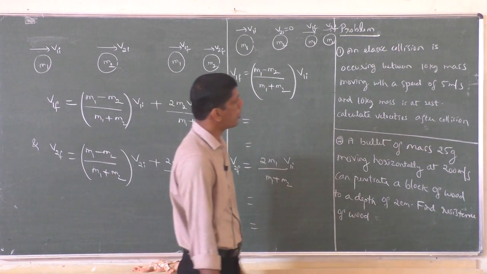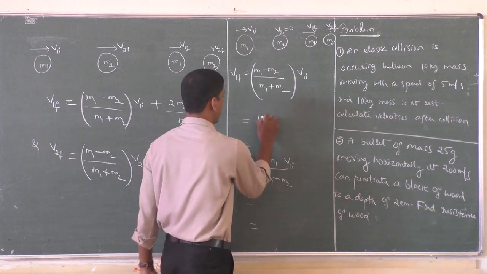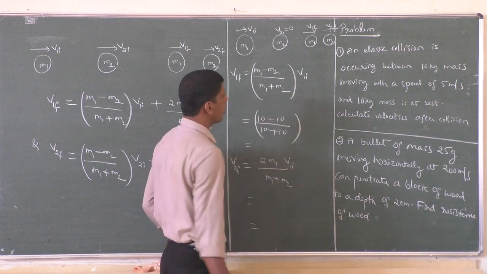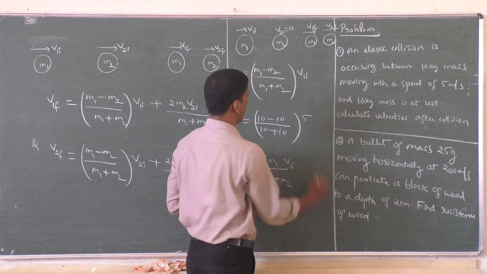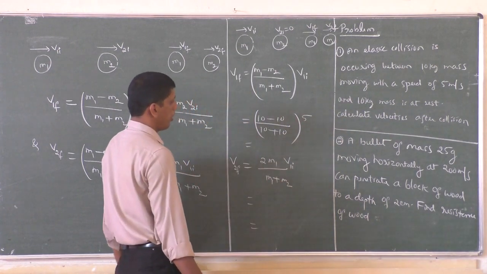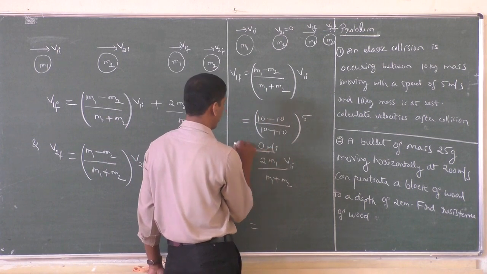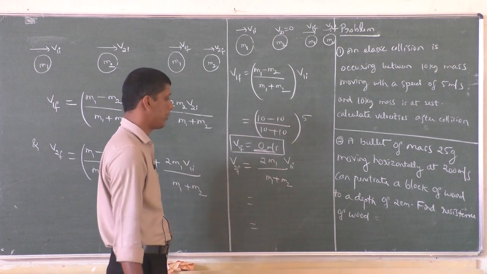What is the mass of the first body? 10 kg mass and 10 kg mass. So therefore 10 minus 10 by 10 plus 10 into what is the velocity of the first body? The first body has a velocity of 5. What is the answer? 10 minus 10, so the answer is 0. So 0 meter per second. So v1f value will be 0.